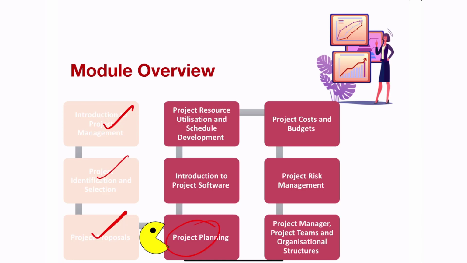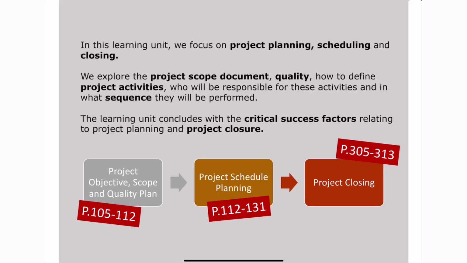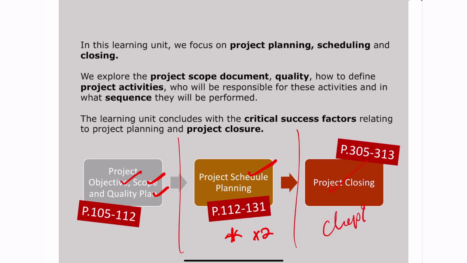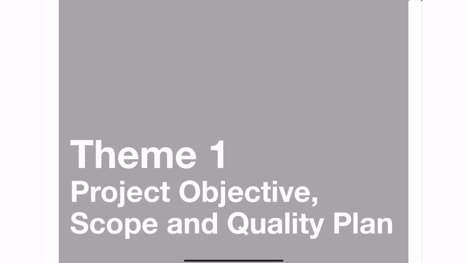So now we're doing project planning, and some would say that project planning is one of the most important parts of project management. This particular learning unit consists of 3 parts, and the first part is project objective, scope and quality plan. The second part is project scheduling, and this is fairly long, and I will cut this into 2 recordings for you, which might make things a bit easier. And then in chapter 9, we deal with project closing, and that you'll find on pages 305 to 313. It's a very small chapter.